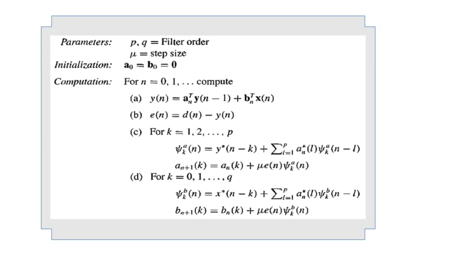And at last, for the values of k starting at 0, 1, 2, 3 and so on up to small q, we have to determine the approximation denoted by psi suffix k of n to the power b, and the update equation for the filter coefficient is b suffix n plus 1 of k, equal to b suffix n of k added to mu times the error signal e of n and the approximation psi suffix k of n, psi having the power small b here. These equations we have just covered, and a summary of them we have given in this particular tabulation.